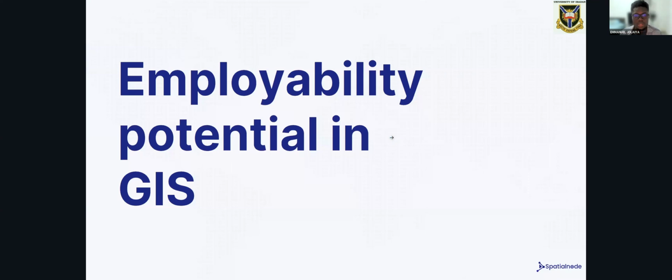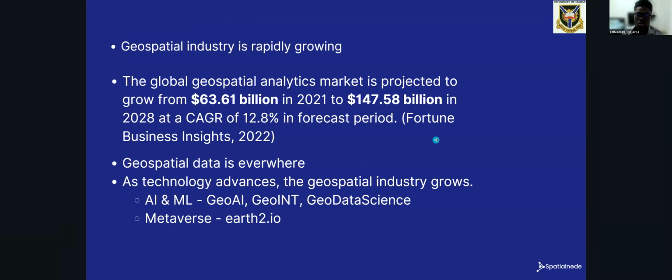So let's look at employability potential in GIS. Before we go into different opportunities, I would like to give us a background of the geospatial industry. The geospatial industry is rapidly growing. It's growing at a global CAGR of 12%, according to Fortune Business Insights. That means last year it was $63.61 billion, and it's projected to grow to $147.58 billion in 2028.